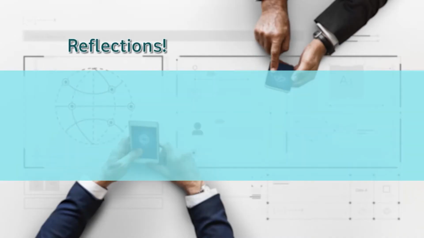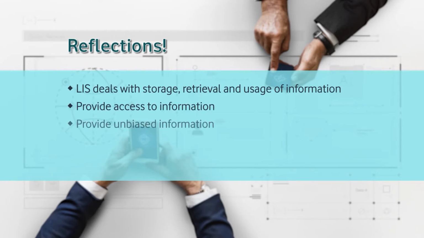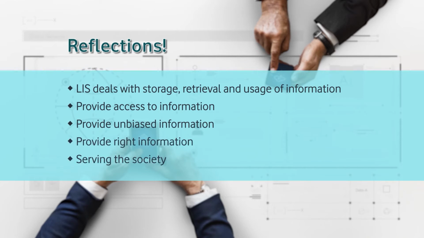And so the reflection is what we have just covered. Library and information science deals with storage, retrieval, and usage of information. And the primary purposes, as I have just mentioned, are that it provides access to information, provides unbiased information, provides the right information, and serves the society. So these are just the reflections of what we have just covered so far.